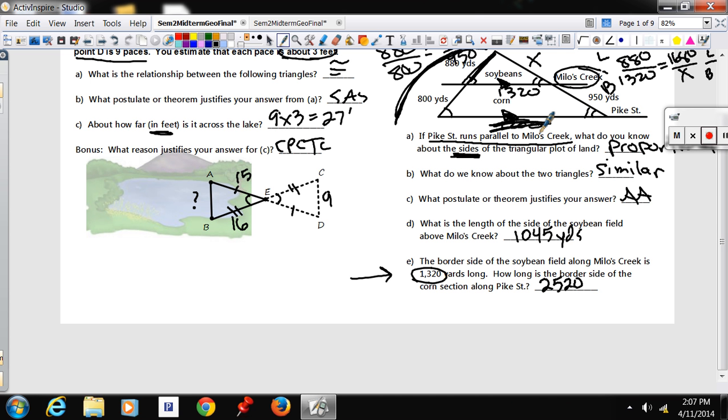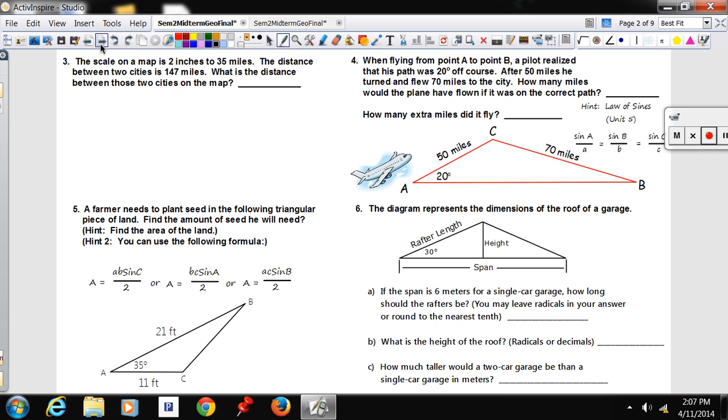All right, let's go to 3. Number 3 is on test C. It's number 23. So if you got test C, go to 23. If you got test D, it's number 1. Test D is number 1, and A and B, it's number 3.